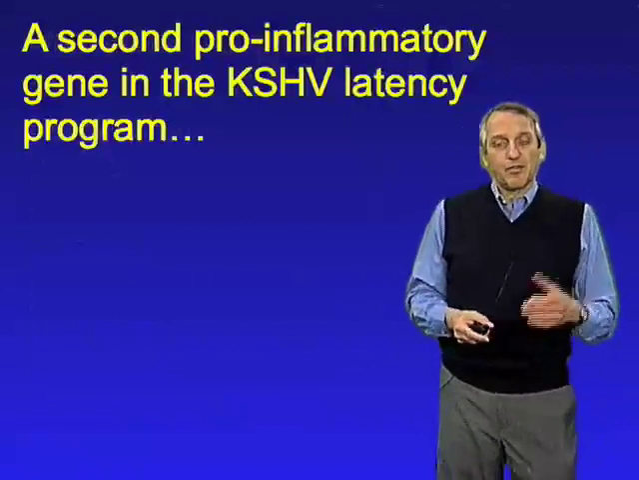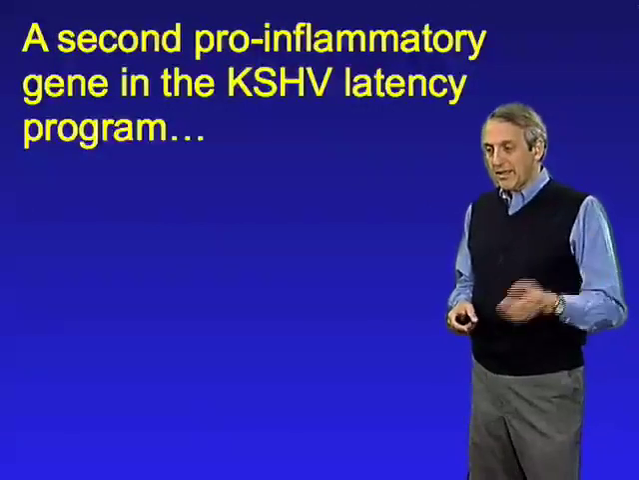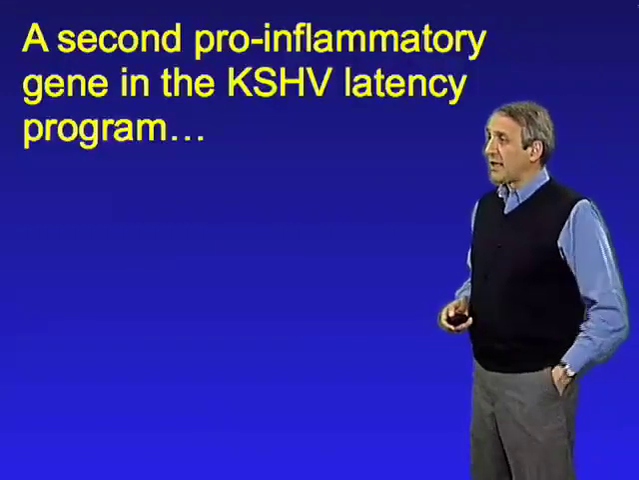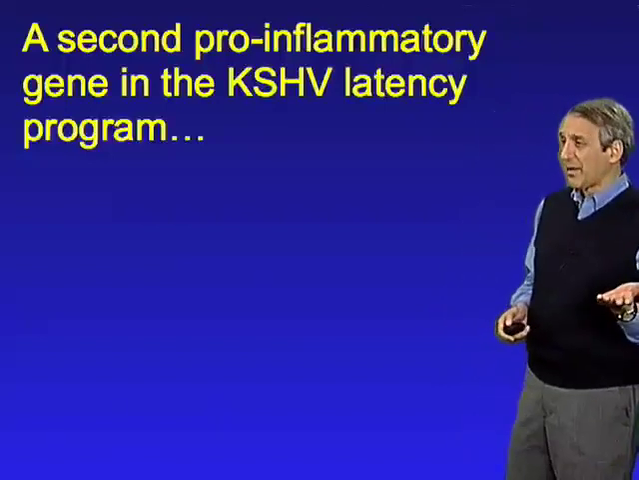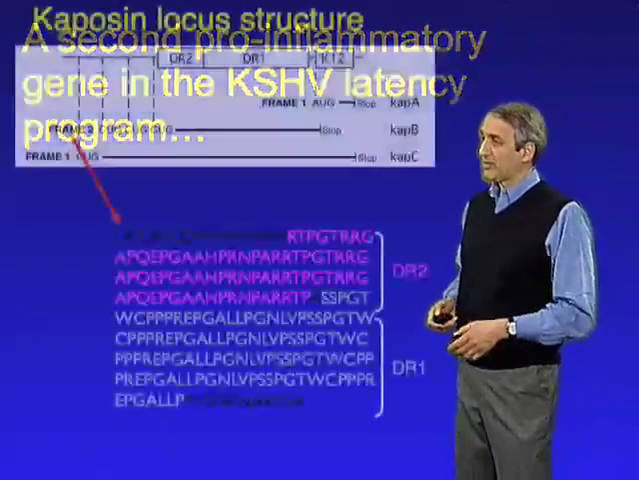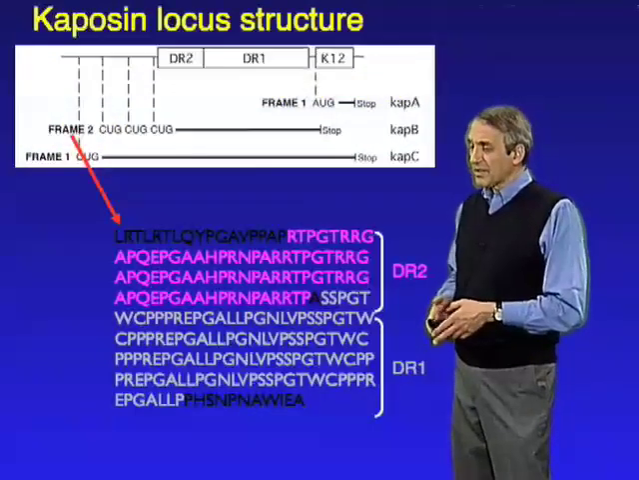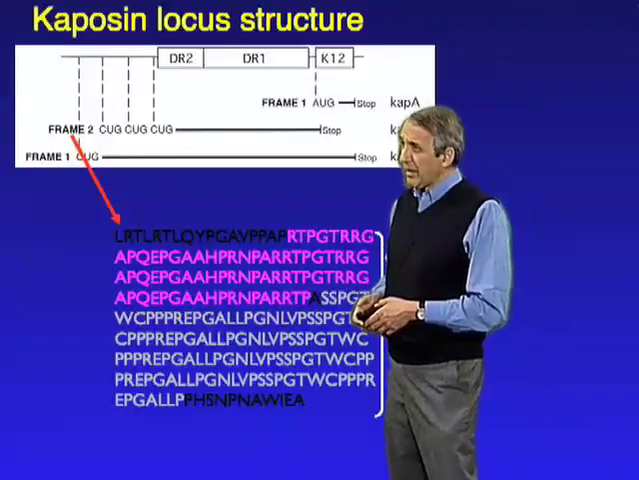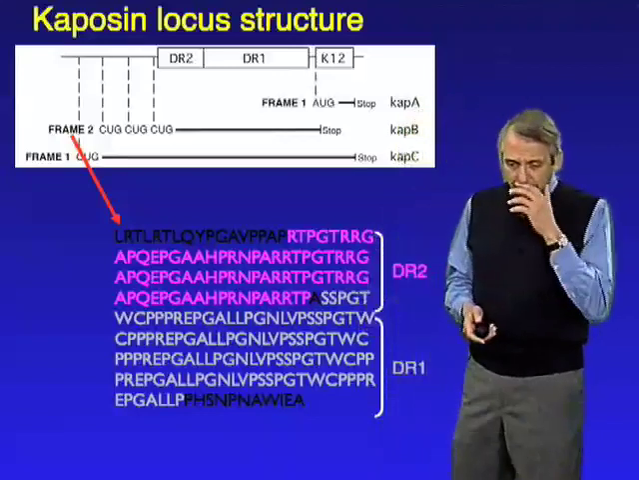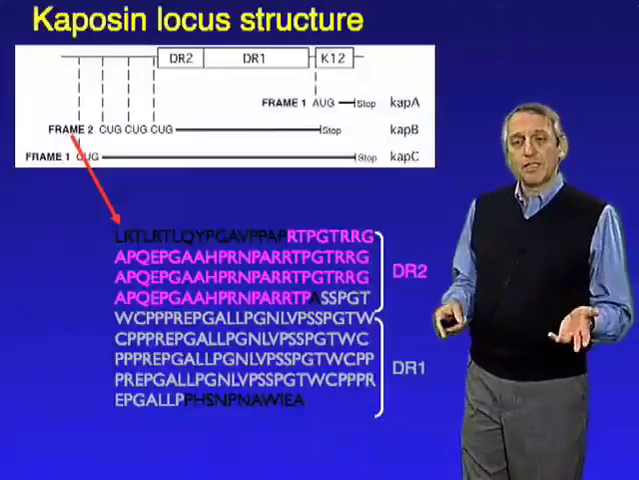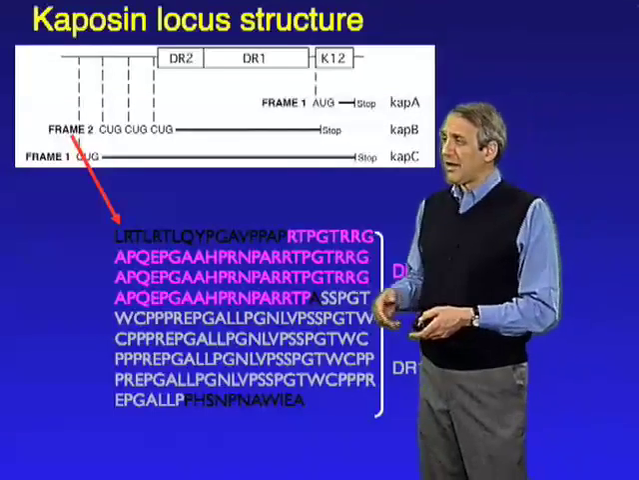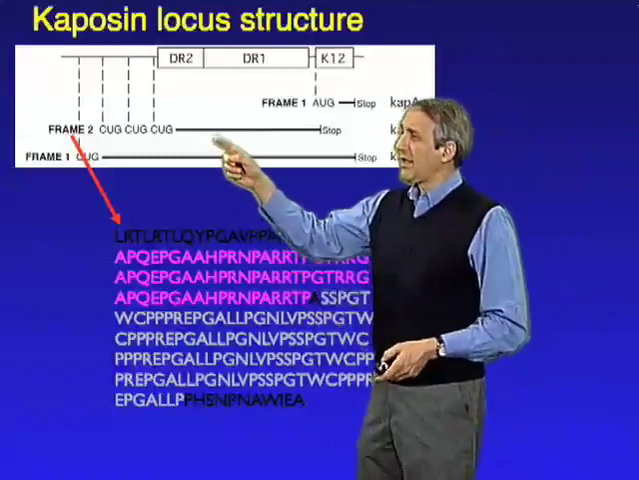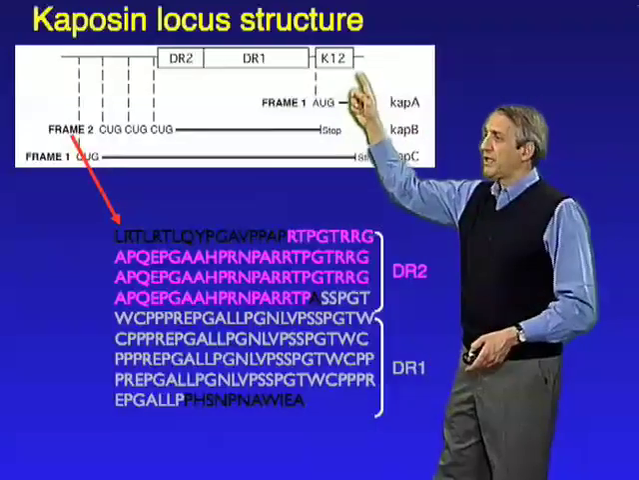All right, so FLIP is a pro-inflammatory gene embedded in the latency program, and it turns out it's not the only one. A few years ago, we discovered a second gene in the KSHV latency program that is also a pro-inflammatory gene. This locus was discovered by Rob Sadler, who was then a postdoc in my lab in the early to mid-90s. Rob discovered that one of the regions that was transcriptionally active in latency encoded a 1.4 kb transcript that included the K12 open reading frame shown here.